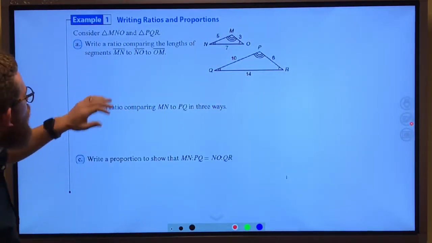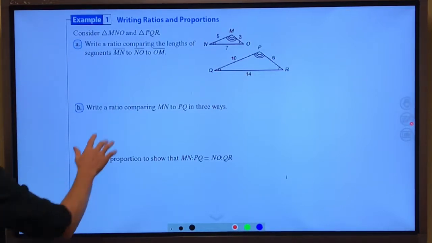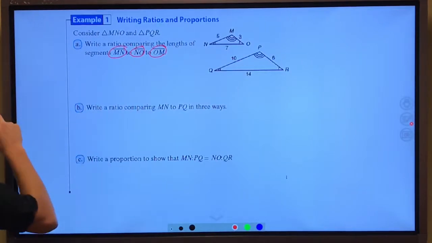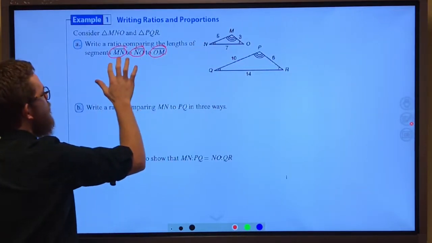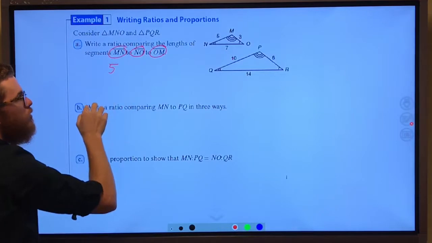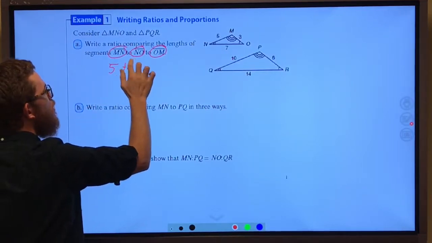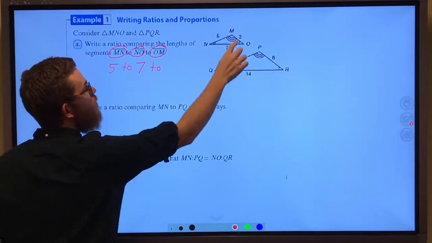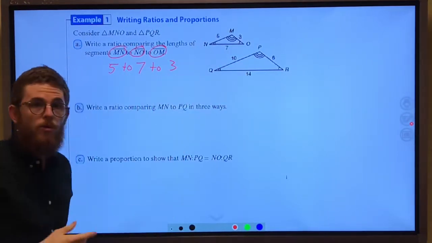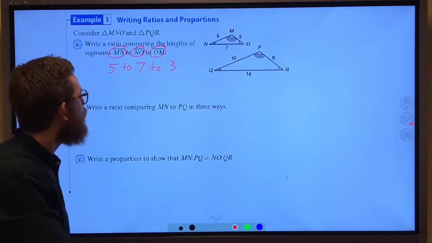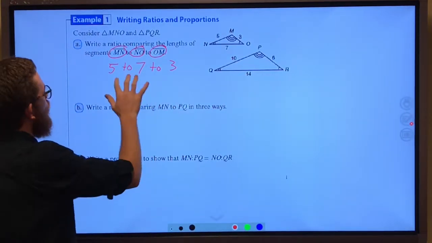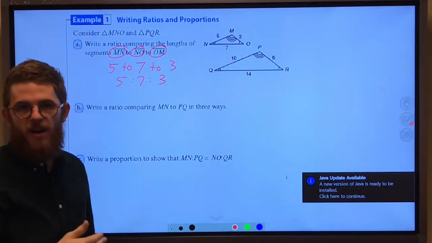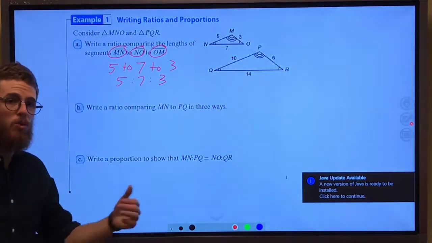But anyways, we're told to first write a ratio comparing the lengths of MN, NO, and OM. Well, MN right there has a length of 5, so I'm going to write that first. So it's 5 to the length of NO, which is 7, to the length of OM, which is 3. And so that order is important, 5 to 7 to 3. And we can write ratios in several ways. We could also do it like this, 5:7:3. That's still how we read it.